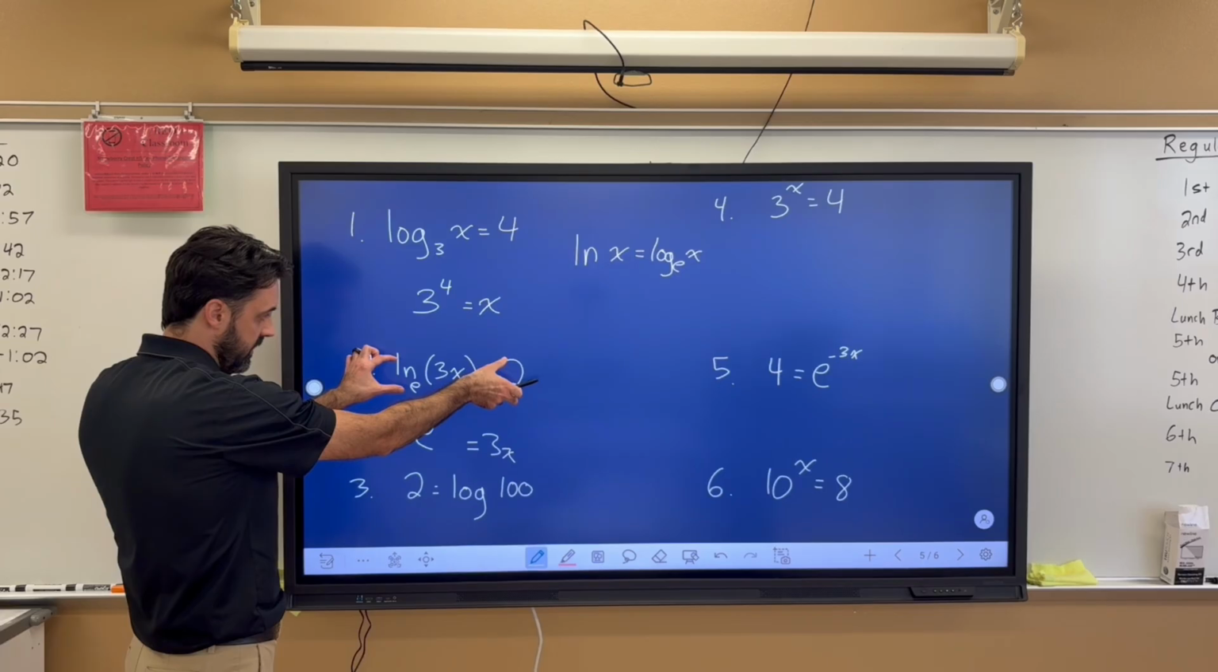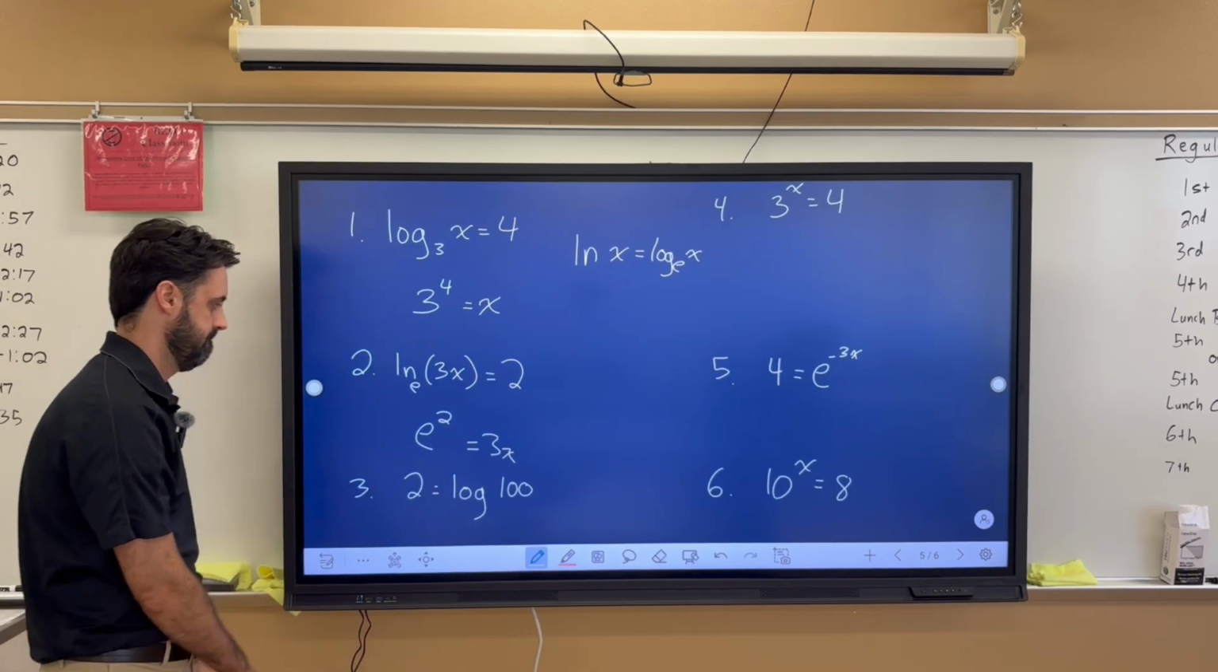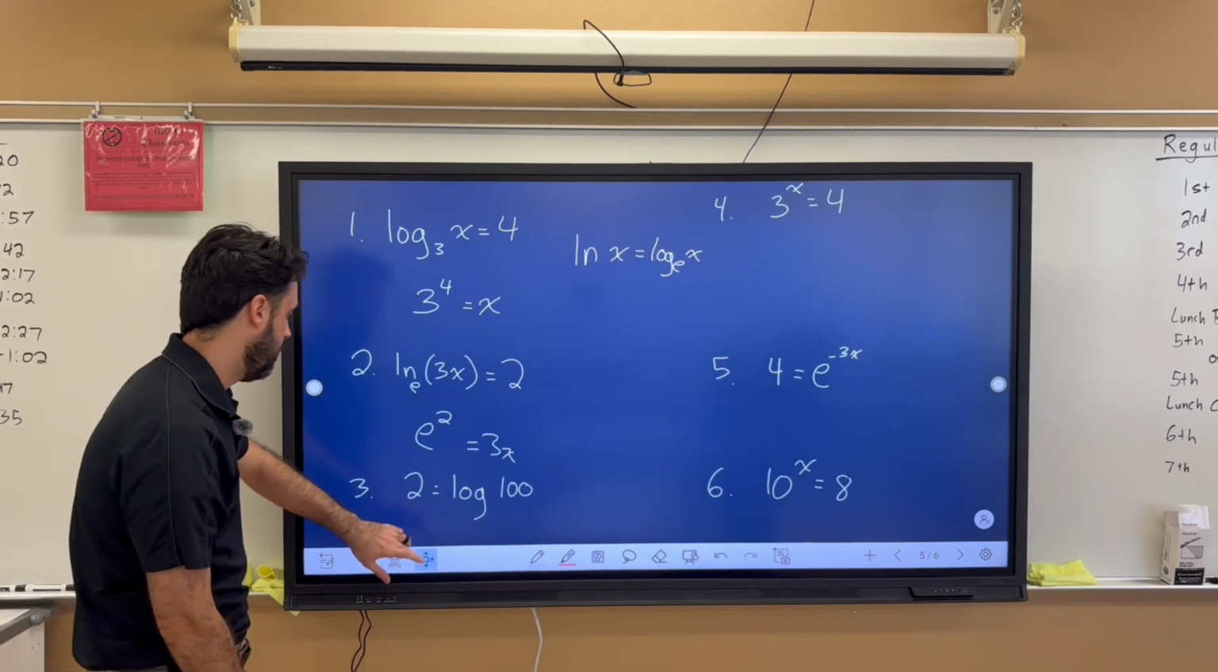And the 2 was not with e, now it's going to be on this side in the exponent right there. All right, that's number 2. Now, number 3.